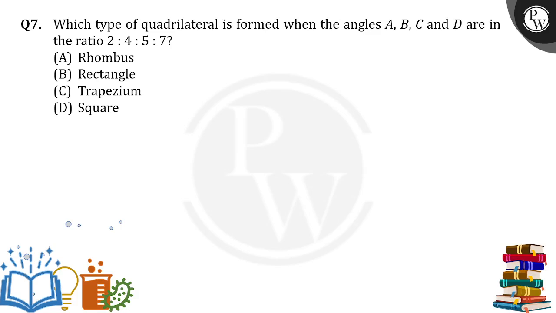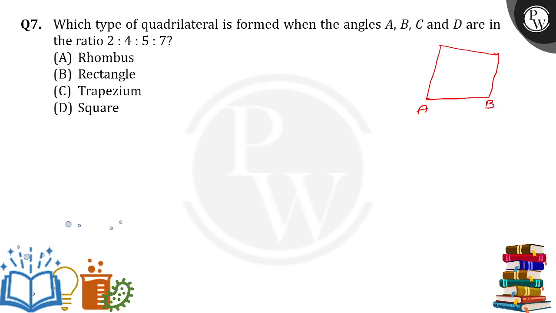Hello everyone, which type of quadrilateral is formed when the angles A, B, C and D are in the ratio of 2:4:5:7? Okay, so if a quadrilateral is given with respect to these ratios, let's see here. Here I am just going to draw a rough diagram of ABCD.